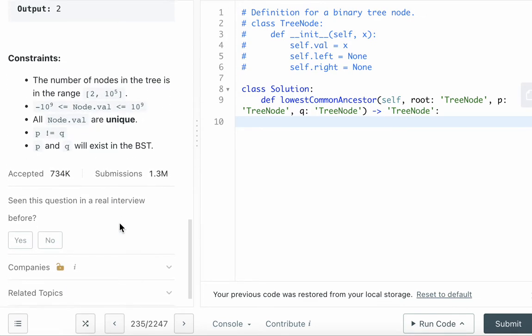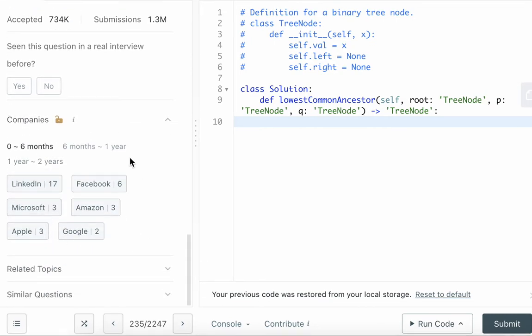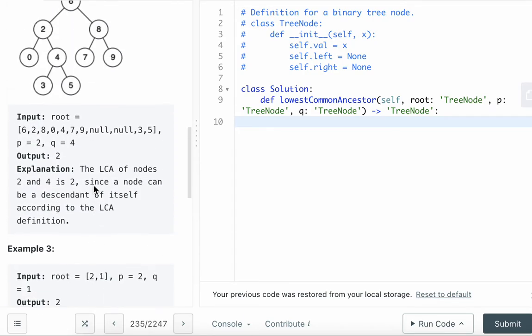So here are some constraints. And this is a question asked by a bunch of companies, especially LinkedIn, 17 times in the last 6 months. It's an easy question, but I feel like it's a good question to practice on.